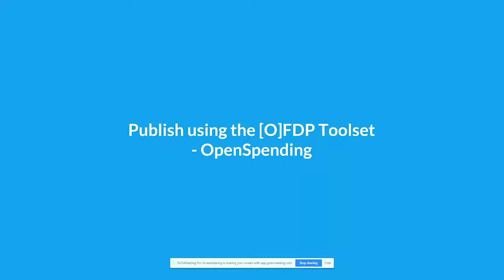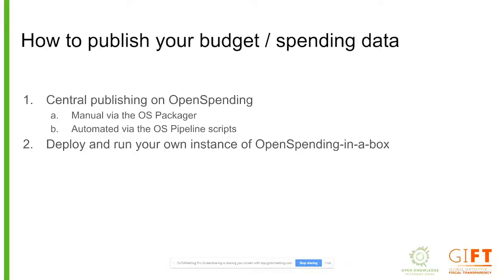Okay, that concludes the overview of the fiscal data package version 1.0, but now let's move to how you practically publish it using the fiscal data package tools that are Open Spending. There are basically three ways of doing it. So if you've got budget and spending data, either because you work for government or you've had it from your government and you want to make it available, there are mainly two ways of doing it.